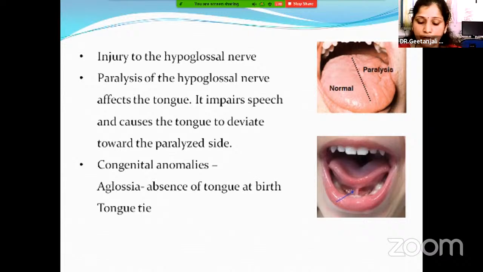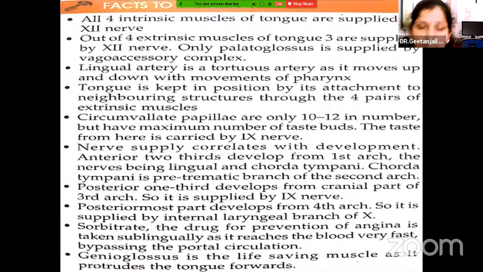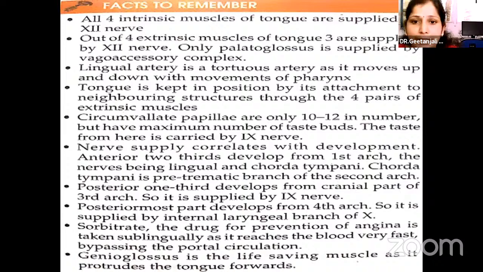Then there are various congenital anomalies like aglossia, that is absence of the tongue at birth, or tongue tie. See here, this is tongue tie. Then the points to be remembered: all four extrinsic muscles of the tongue are supplied by the 12th cranial nerve. Out of four extrinsic muscles, three are supplied by the 12th cranial nerve and only palatoglossus is supplied by the vago-accessory complex.